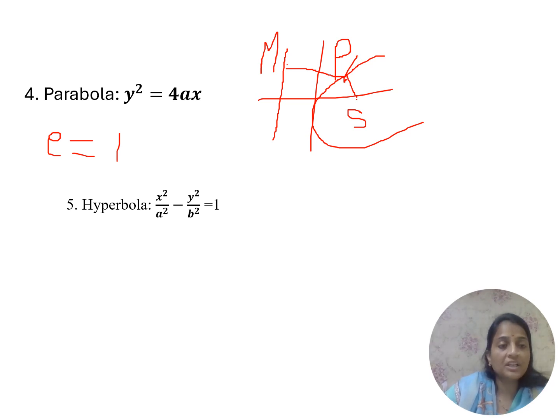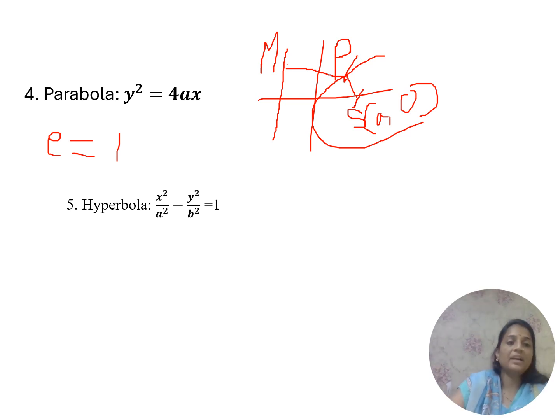The standard equation of a parabola is y squared is equal to 4ax. Here a is the distance of the focus, so the coordinate of the focus is (a, 0). Okay, clear on parabola. Next figure is hyperbola.